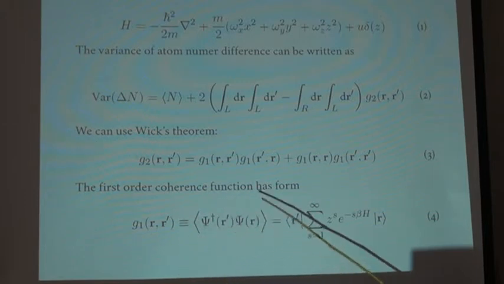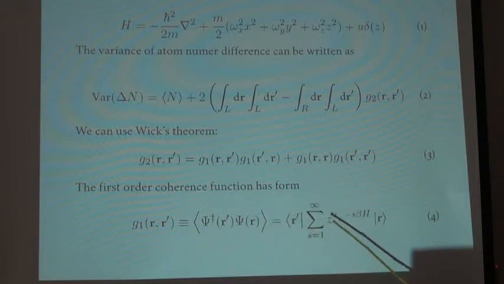Now the first coherence function is simply a density matrix, and it can be expanded in a power series of fugacity. Fugacity is the exponent of beta times the chemical potential.